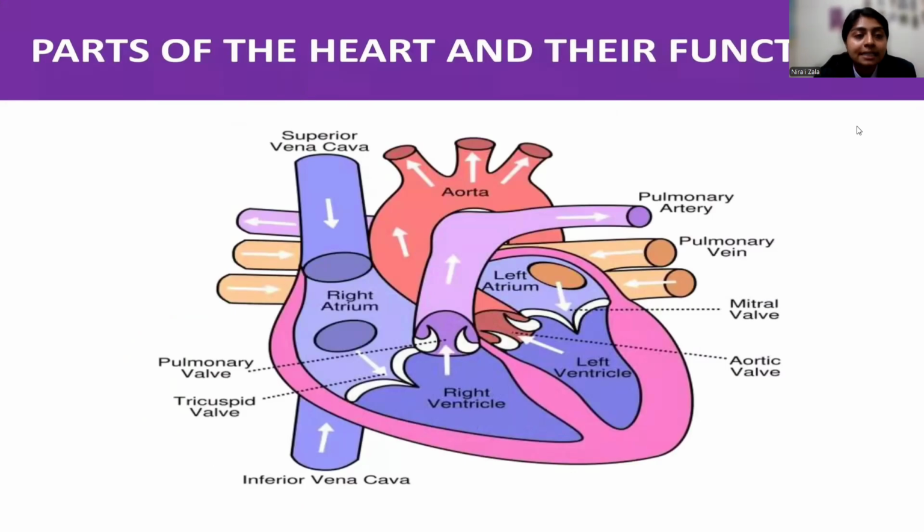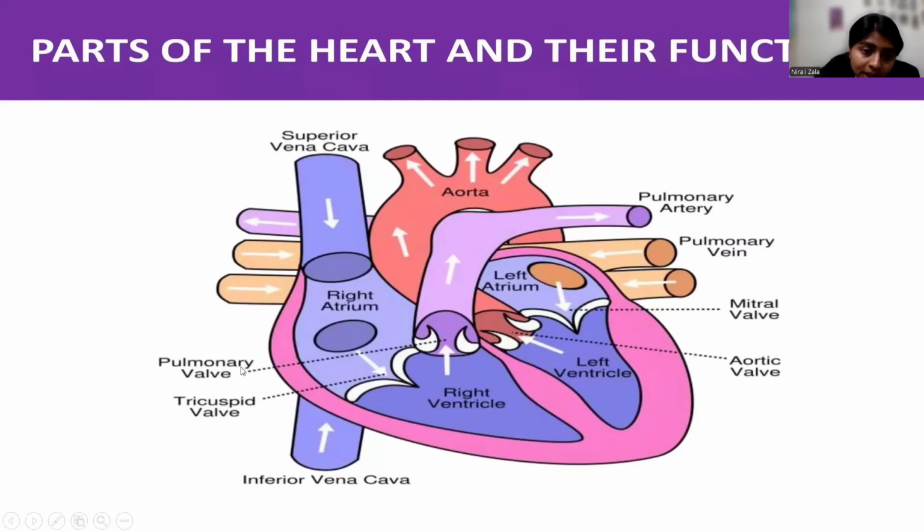Now let's see the parts of the heart and their function. This is the aorta, superior vena cava, right atrium, right ventricle, then it goes through the pulmonary artery. This is the way deoxygenated blood flows. Now let's see the oxygenated blood, how it flows. It flows from the pulmonary vein, and then it goes to the left atrium, then the left ventricle and the aorta.